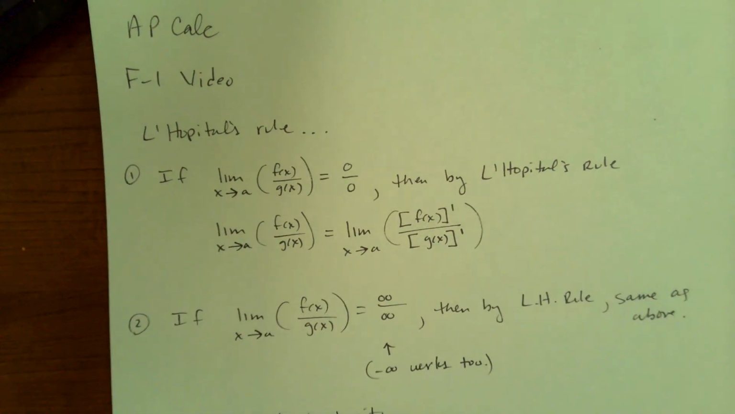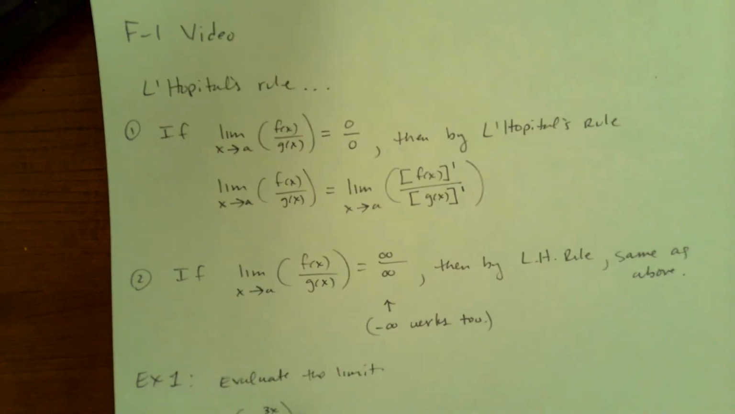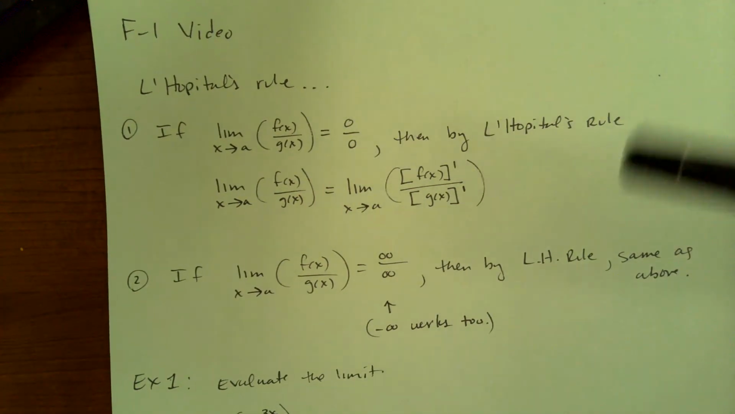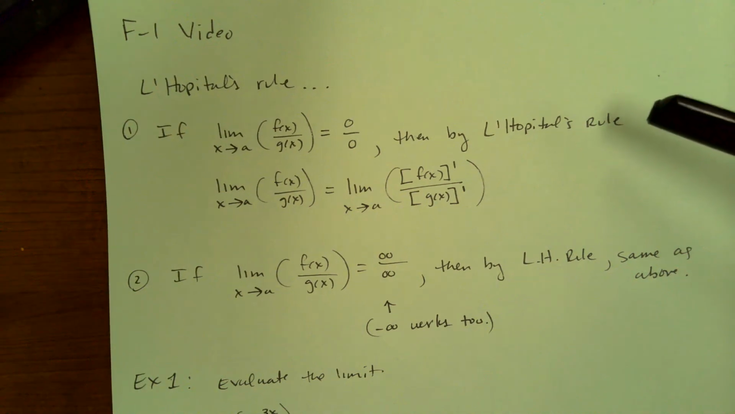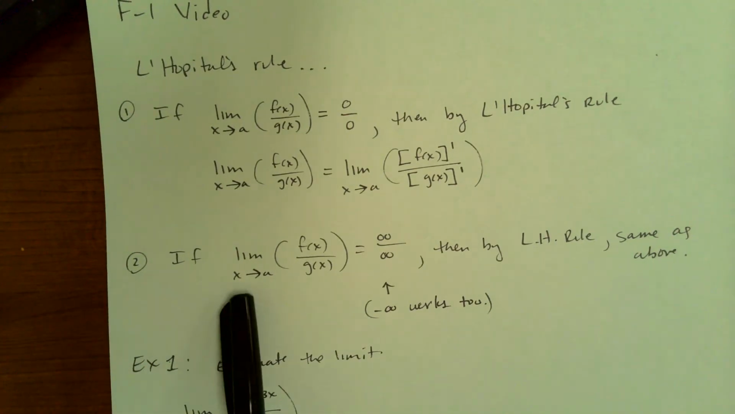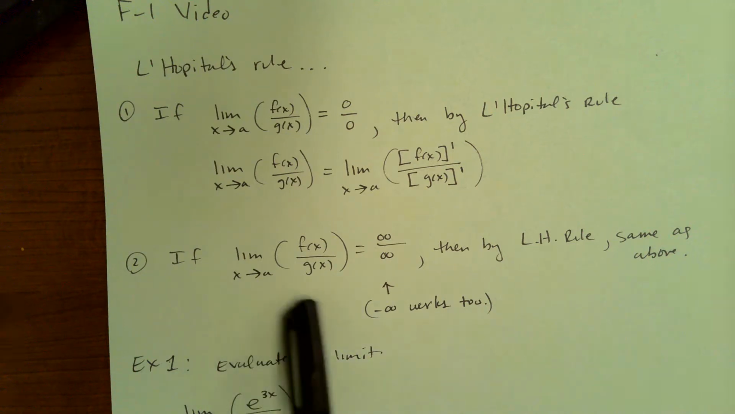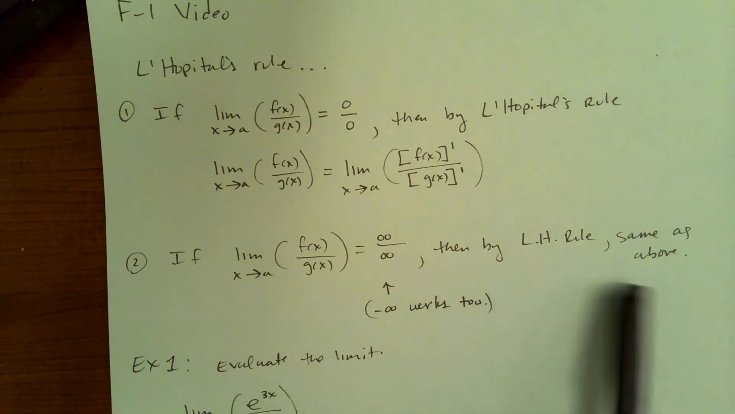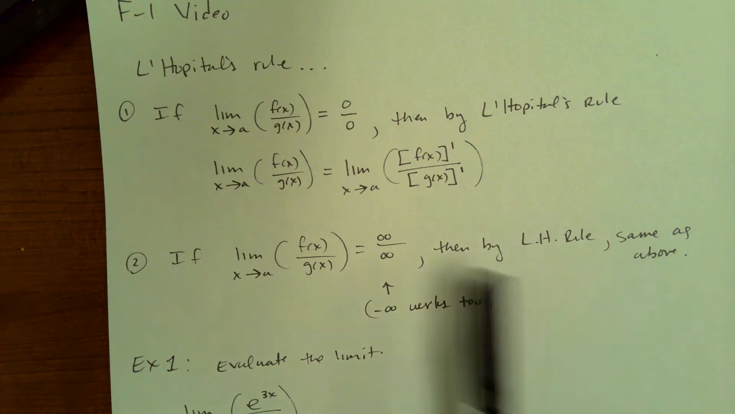Okay, so basically if you do direct substitution and you end up getting 0 over 0, you can apply this rule. But there is another case. Here's the second case. Same situation, if you end up with infinity over infinity, but negative infinities would work too, then by L'Hopital's rule, the same thing.